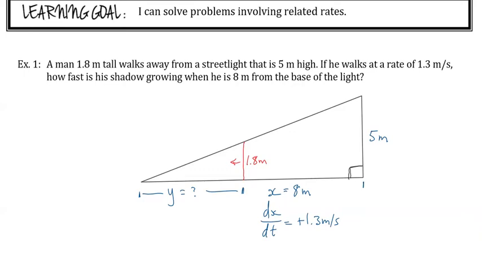X is changing, Y is changing. We got two variables changing. This is constant, so we don't have to worry about it. This is constant, so we don't have to worry about that. But what's the relationship? What's the equation that relates all of these values?